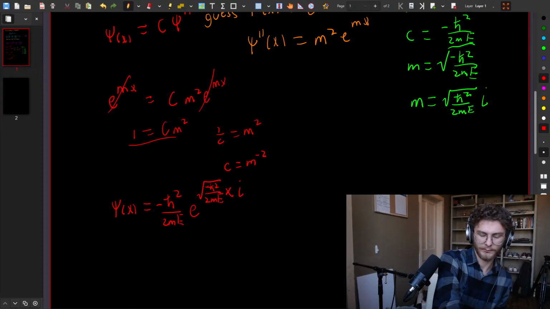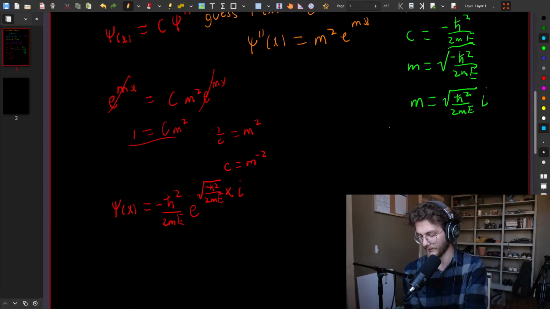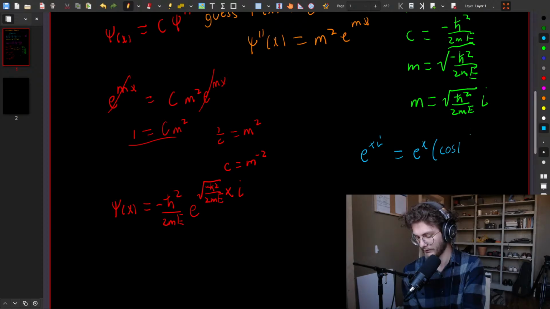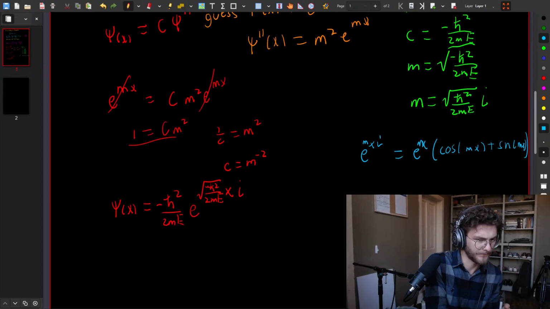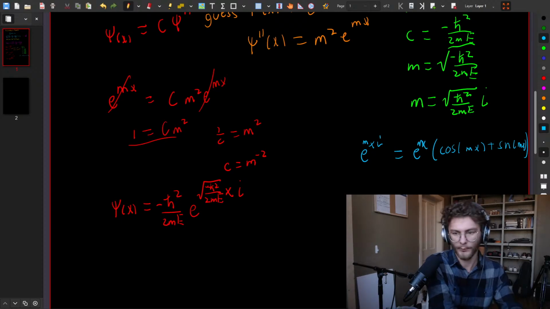So I believe, if I'm remembering that formula right, e to the ix equals e to the x cosine, it's mxi, right? Of mx plus sine of mx. I'm going to double check that. We're going to double check that. So Euler's identity formula.